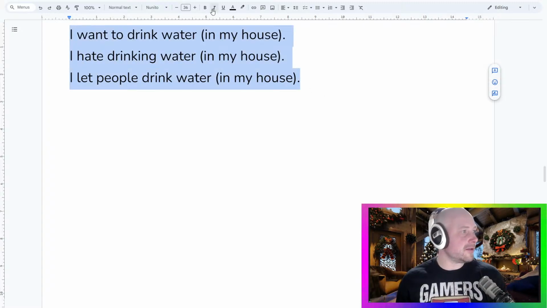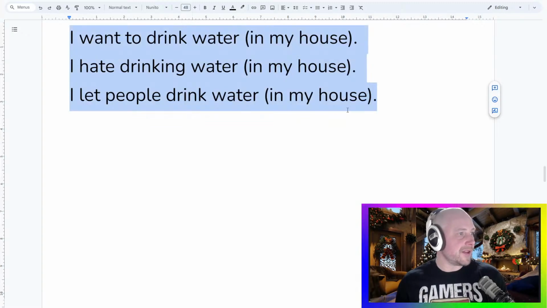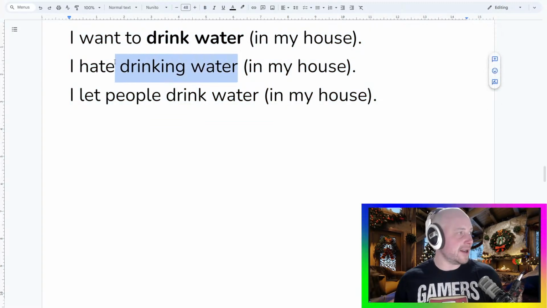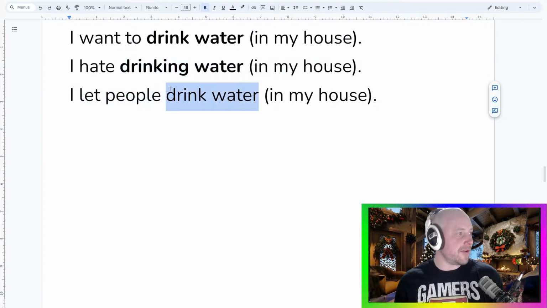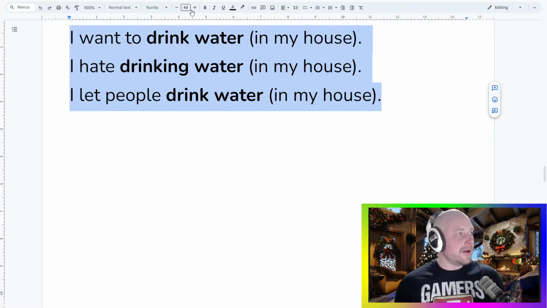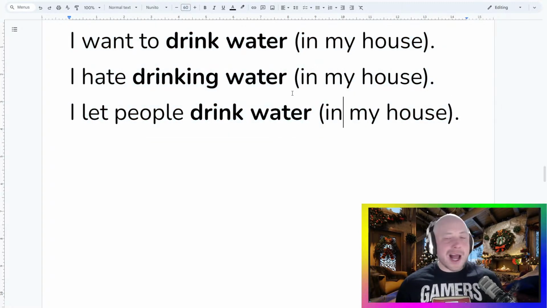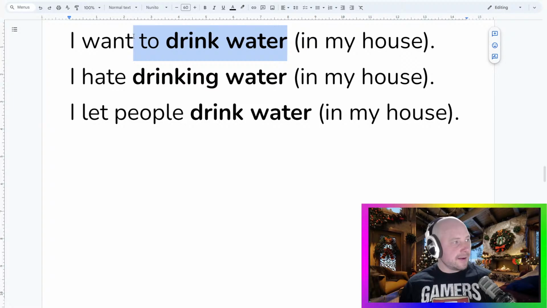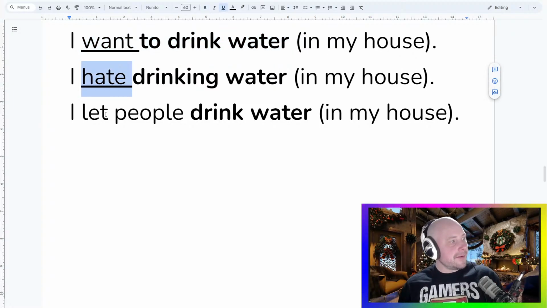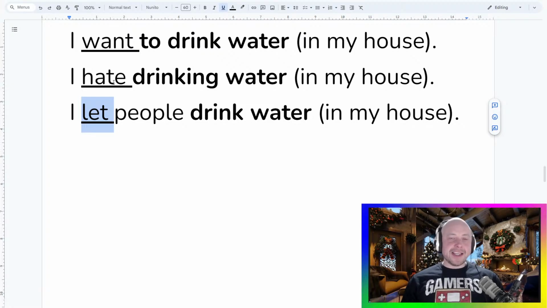So we've got these 3 different forms here, and this is a demonstration of the idea that the form here, drink water, is changing based on the verb entirely. This is based entirely on the verb. So why is drink water in a different form in all of these? And the answer is, it's because of this bad boy. In each case, it's because of the verb before it.